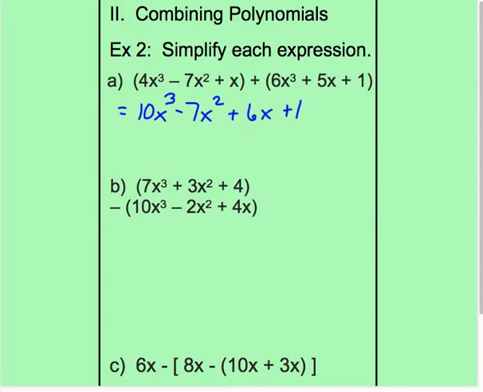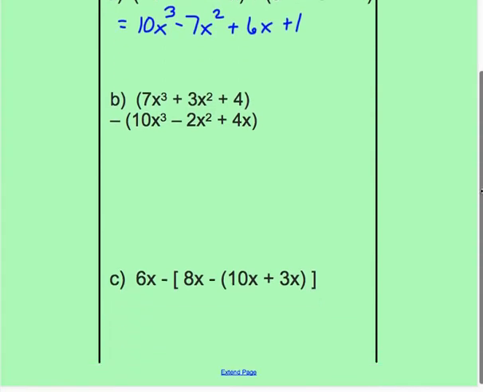Now with subtracting, you want to distribute the negative sign. I get lots of students that will subtract the first term and then they'll add any other terms after that. So just physically change all of those signs so that you can add. Adding is easier than subtracting. So we've got 7x cubed plus negative 10x cubed, 3x squared plus 2x squared, negative 4x with no like terms, and then the plus 4.